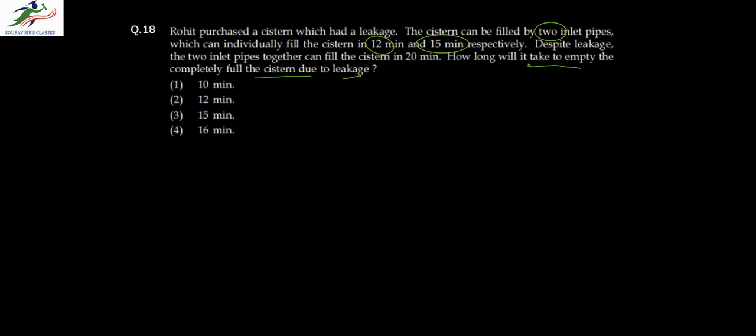Now what does this mean? Let's say I have a tank and there are two pipes, and they are filling the tank, and there is one leakage. So this one fills the tank in 12 minutes, and this one fills it in 15 minutes. So let this be A and B, and the leakage be L.